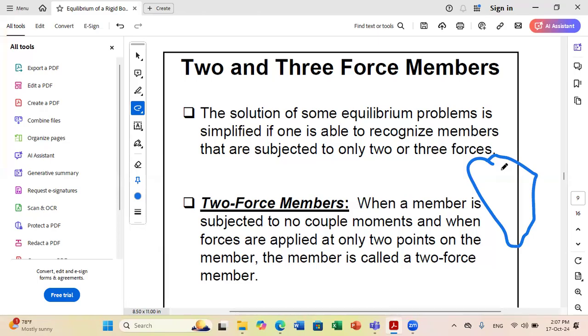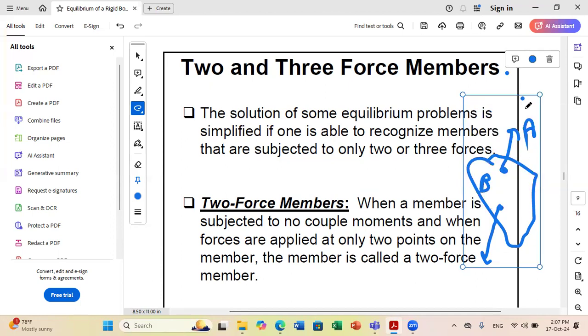and you know that you only have two forces acting on it, one at A and one at B, and no couple is acting on the body, then you can be sure that to have equilibrium, the two forces should be opposite and should be along line AB. Why should they be along line AB?